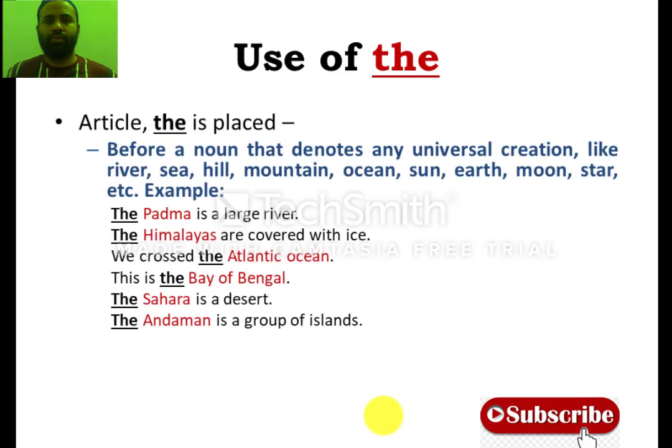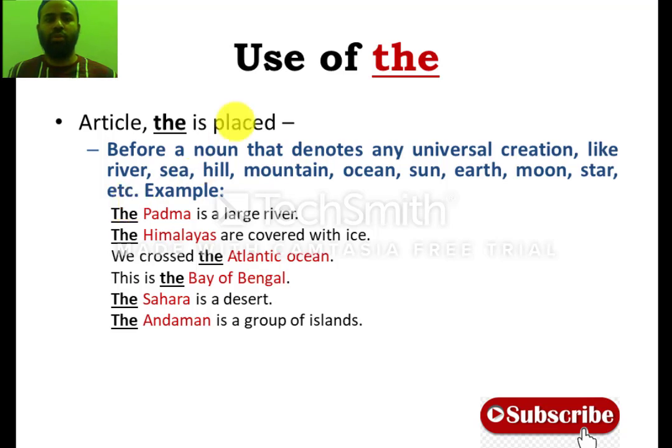We are going to learn the use of the. The is a definite article, specific. Article the is placed before a noun that denotes any universal creation like river, sea, hill, mountain, ocean, sun, earth, moon, star, etc.